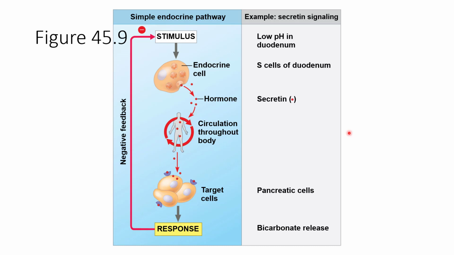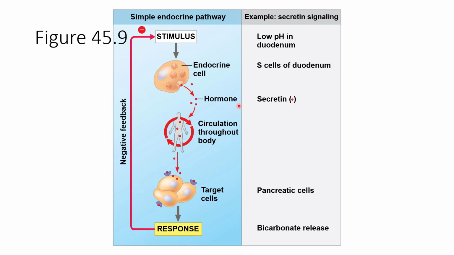So here's an example of what we would call a simple endocrine pathway. We have an endocrine cell here which secretes a hormone. In this case, it's cells within the small intestine. So they pick up a stimulus. That stimulus in this case is low pH, so acidic conditions in the small intestine. That happens when digested food has mixed with stomach acid and is now located in the intestine. So the intestine has to neutralize that.